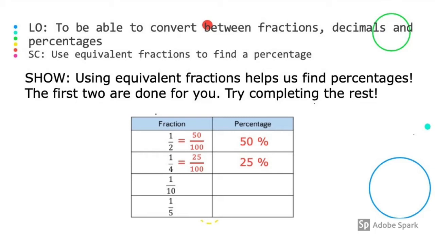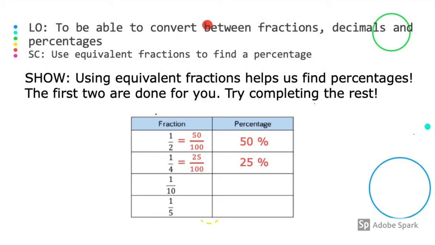Therefore, for the first one, I know that in order to make 2 into 100, I have to multiply 2 by 50. Because I've multiplied the 2 in the half by 50 to get 100, I also have to multiply the 1 to get 50. Therefore, my equivalent fraction to a half is 50 over 100. Now that I've got the fraction 50 hundredths, I can easily convert this into a percentage. 50 hundredths is the same as 50%.